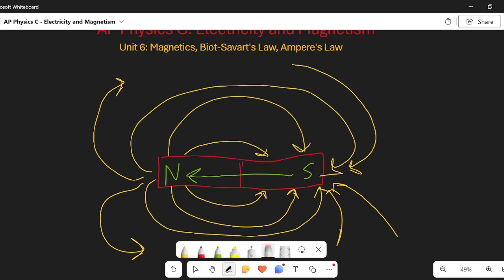Now on planet Earth, the north pole of a compass points north, so it's attracted to the magnetic south pole of Earth. The location of the geographic north pole is close to the location of the magnetic south pole, and the location of the geographic south pole is close to the location of the magnetic north pole. So the magnetic field of the Earth can also be approximated as a magnetic dipole.